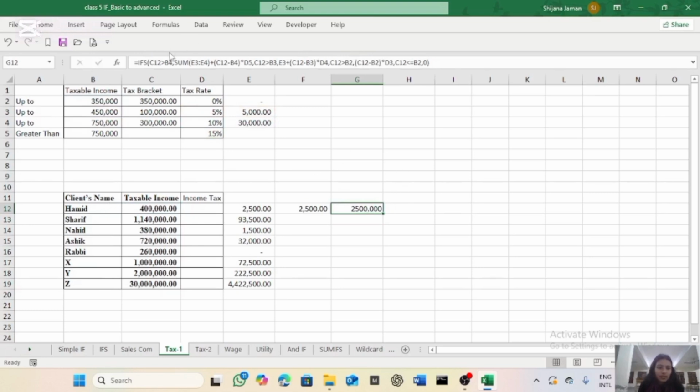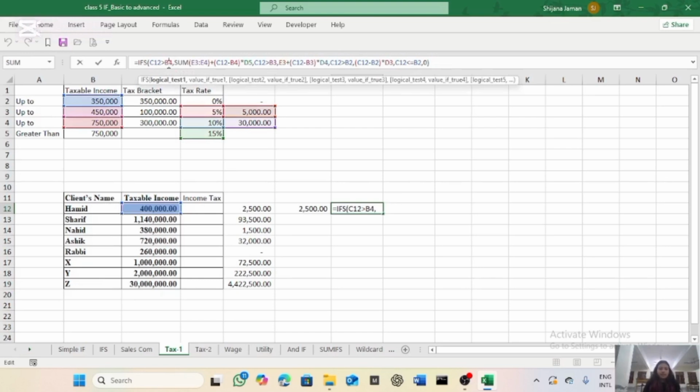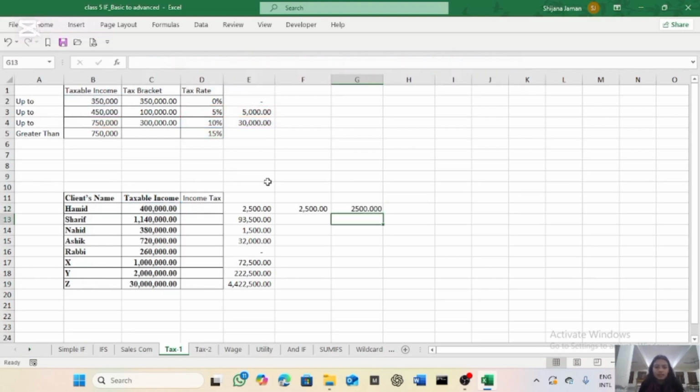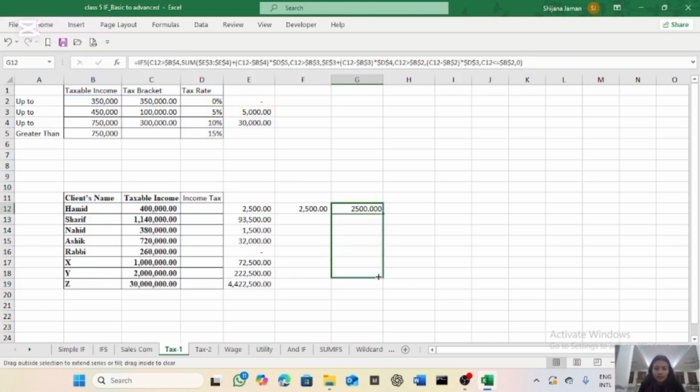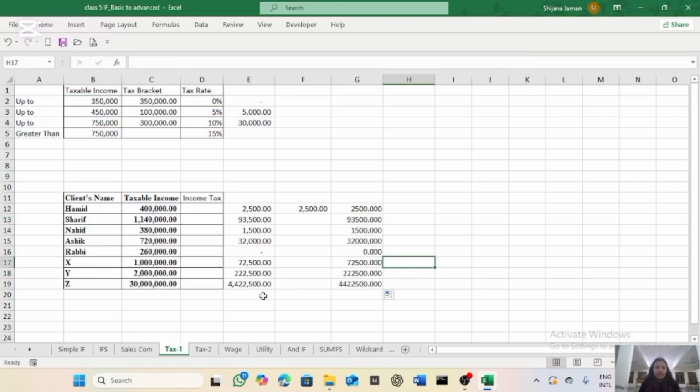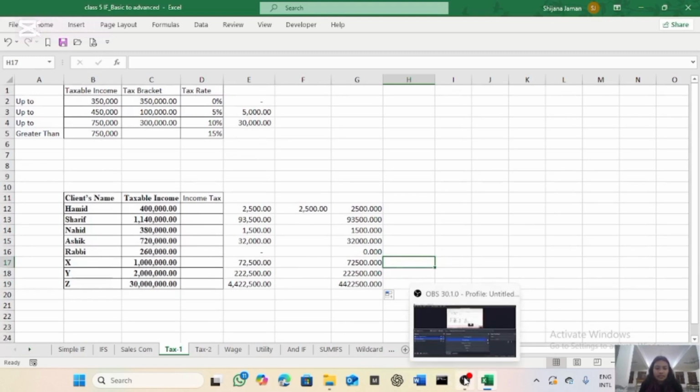If we freeze it, without the taxable income, we have to freeze the entire cells. Tax 1. This is how we are calculating our income tax.